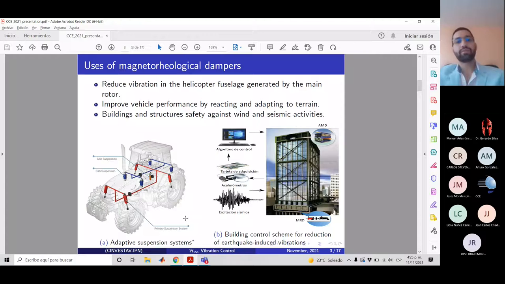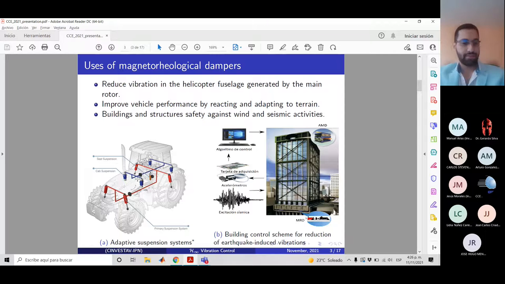Additionally, we can find this actuator in some applications like reducing vibration in the helicopter fuselage generated by the main rotor, and increasing shelf life in industrial settings. Vibration, shock, motion, and noise control problems are part of the design and operation of many types of process equipment to date. This damper can help you solve such problems with a wide range of anti-vibration modes.